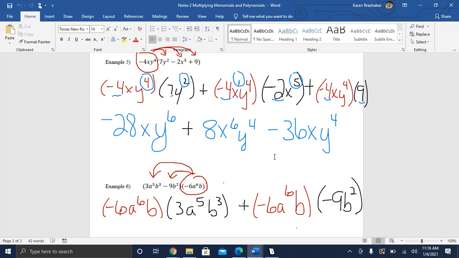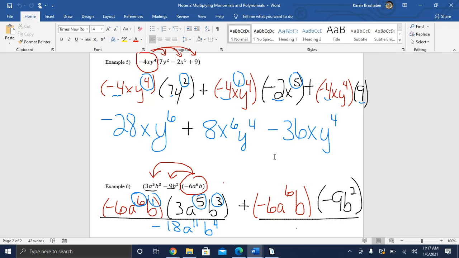So notice that I had 2 terms, and so I've got 1, 2 terms in my multiplication. So I'm taking negative 6 times 3. That gives me negative 18. I have my a. I have a 6 and a 5, so I'll keep my base of a, add those exponents to get 11. For my b, I'll keep my base b. I have a 1 and a 3, so that will add to give me 4.